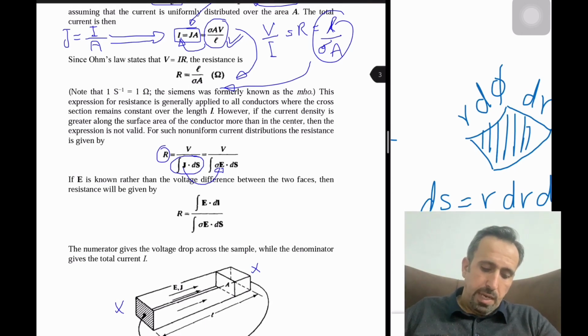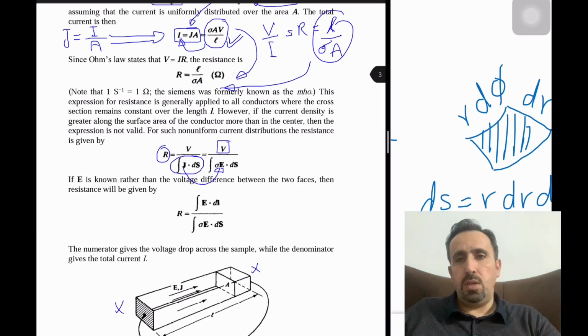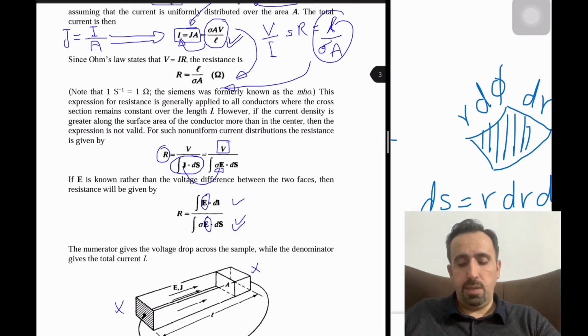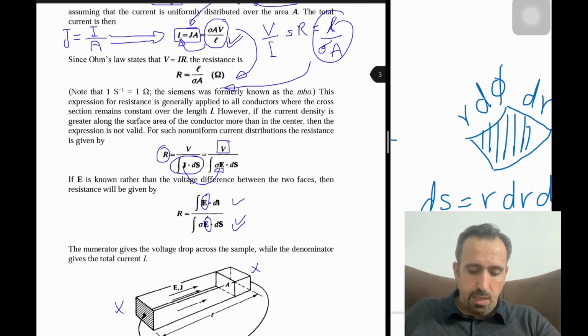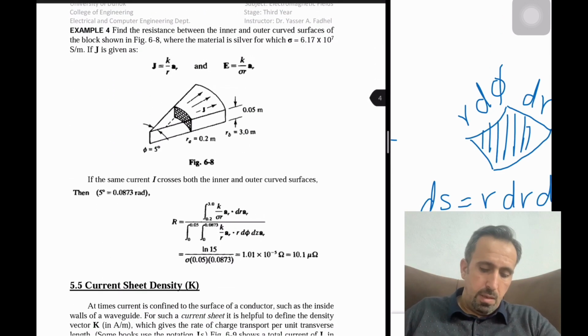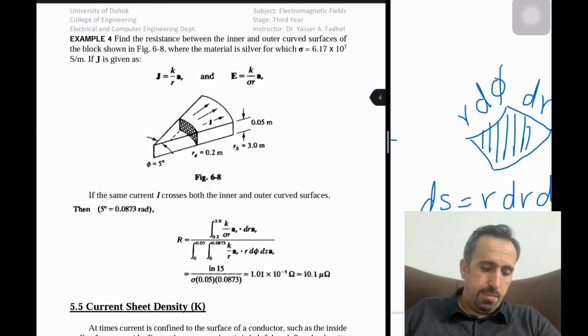Something else about voltage itself. Maybe voltage is not given to you, maybe you are given just electric field in some cases. So for the numerator and denominator, you will be using electric field. As you can see here, you will be depending on electric field in calculating the resistance like given in this formula. You have an example now.